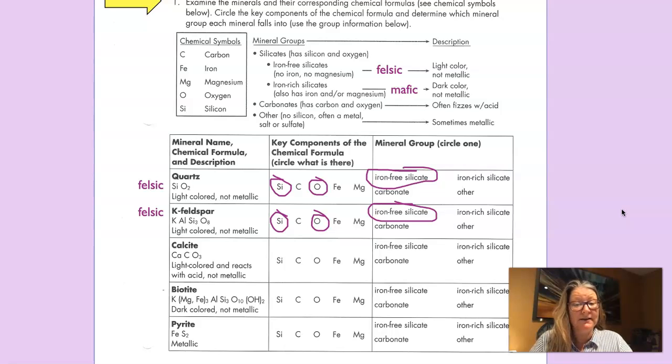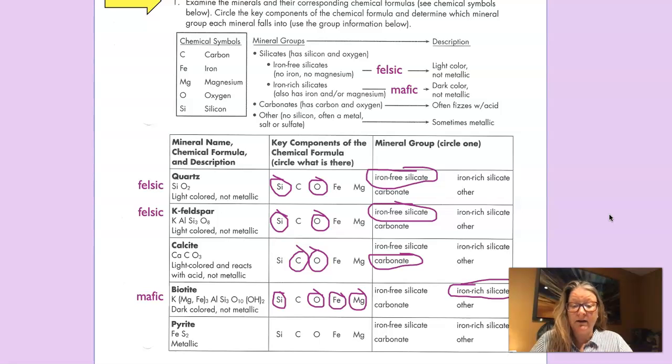You'll notice calcite does not have silicon in it. It has carbon and oxygen, so this makes it a carbonate mineral. Biotite has silicon in it. It also has oxygen, iron, and magnesium. So biotite is not an iron-free silicate, it's an iron-rich silicate, and we call it mafic. Finally, we have pyrite. Pyrite has iron in it and sulfur, and so it's not a silicate, but it's other.